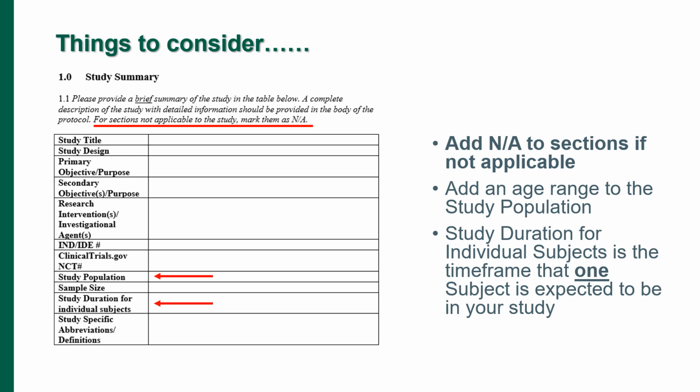The next one that I want you to take a listen to is the study duration for individual subjects. So study duration for individual subjects is the time frame that one subject is expected to be in your study. For example, if Titania is going to be in your study, how long is it going to take me to do an interview or to do a survey questionnaire? We want to know for one participant.